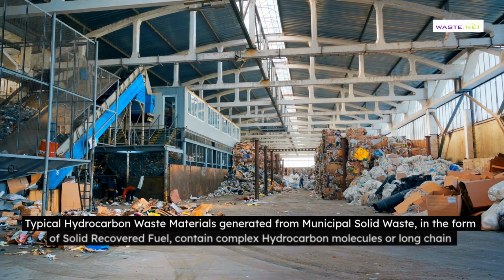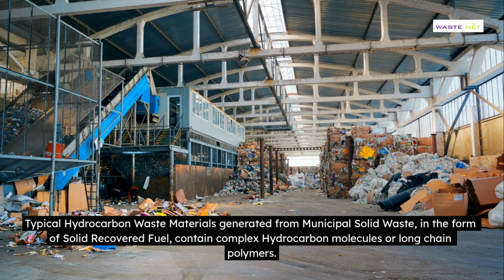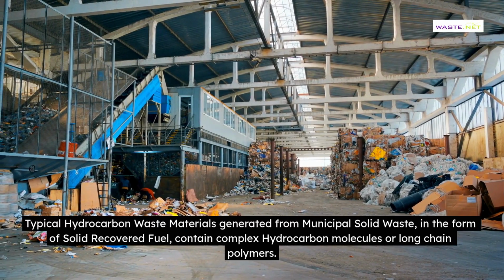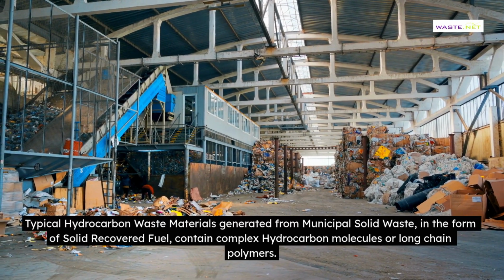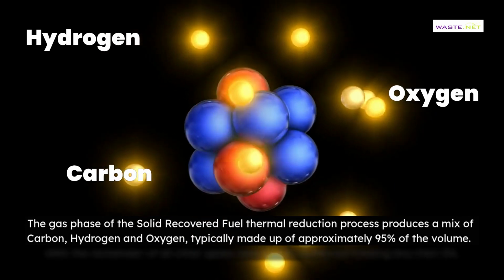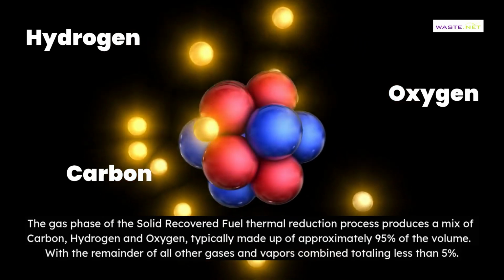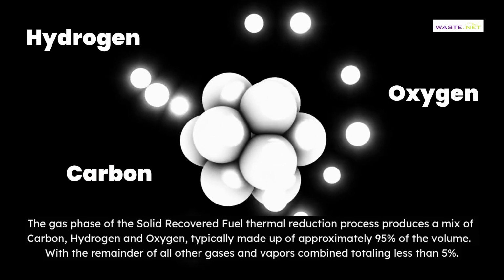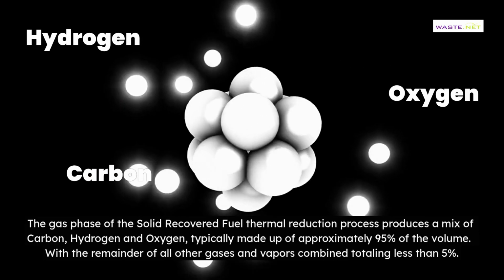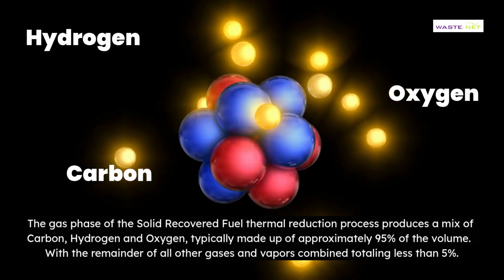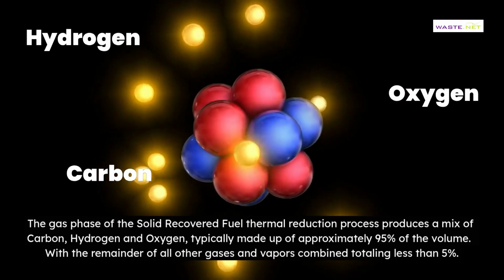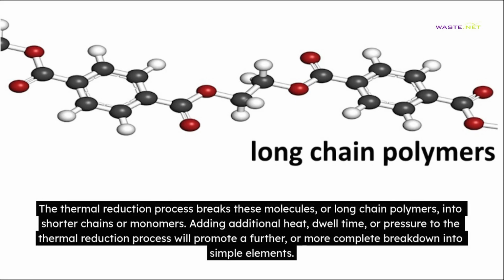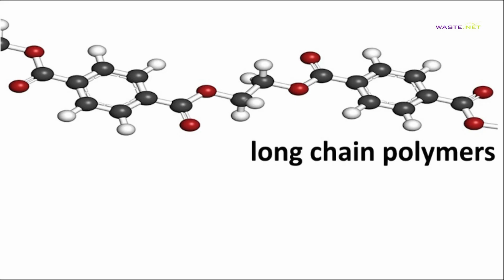Typical hydrocarbon waste materials generated from municipal solid waste, in the form of solid recovered fuel, contain complex hydrocarbon molecules or long-chain polymers. The gas phase of the solid recovered fuel thermal reduction process produces a mix of carbon, hydrogen, and oxygen, typically made up of approximately 95% of the volume, with the remainder of all other gases and vapors combined totaling less than 5%. The thermal reduction process breaks these molecules, or long-chain polymers, into shorter chains or monomers.